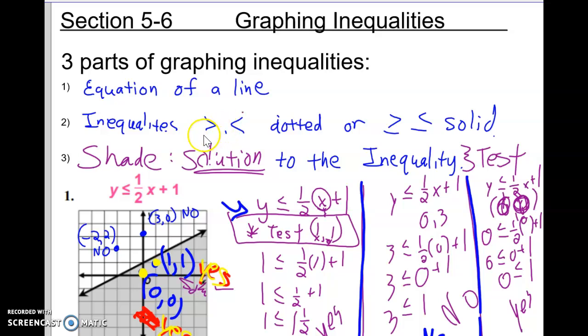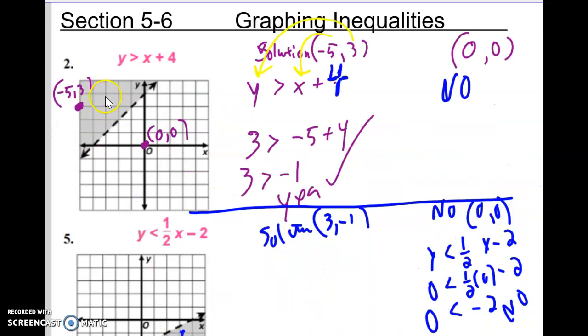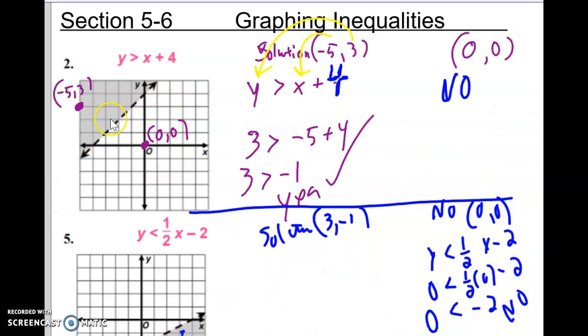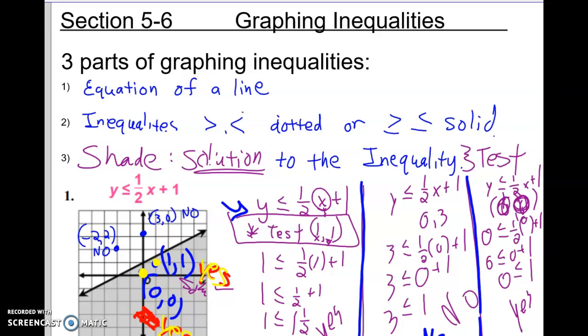If it's greater than or less than, it's going to be a dotted line. So for instance, dotted line because it's greater than. And if it's greater than or equal to or less than or equal to, we call those solid lines, and it just looks like a regular everyday line. That means any coordinate that falls on a solid line is a solution. Any coordinate that falls on a dotted line, even though it falls on the dotted line, is not a solution.